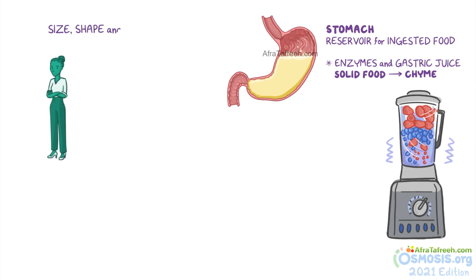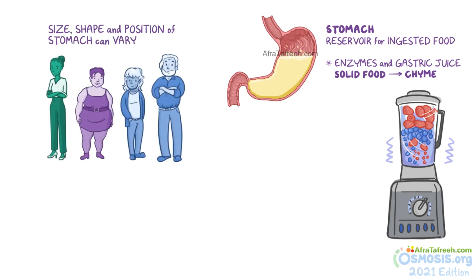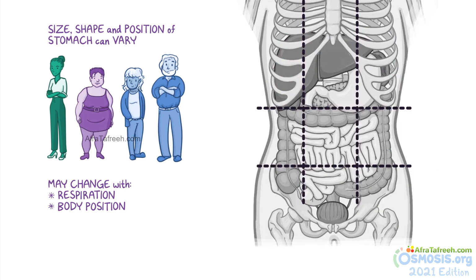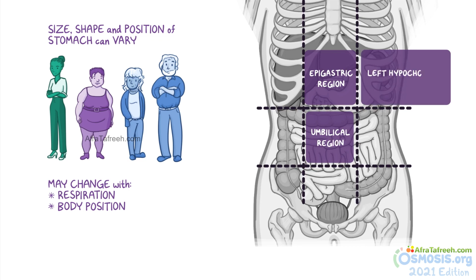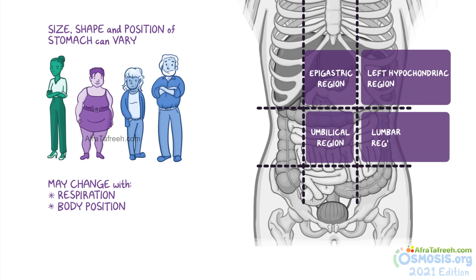Now, the size, shape, and position of the stomach can vary from person to person and may change even in the same person during movements such as respiration and body position. When lying supine, the stomach can occupy parts of the epigastric region, umbilical region, left hypochondriac region, and left lumbar region of the abdomen. On the other hand, when sitting upright, the stomach will move slightly inferior.